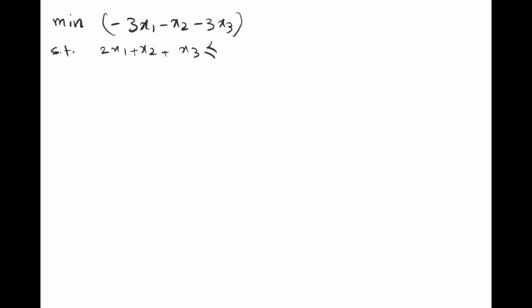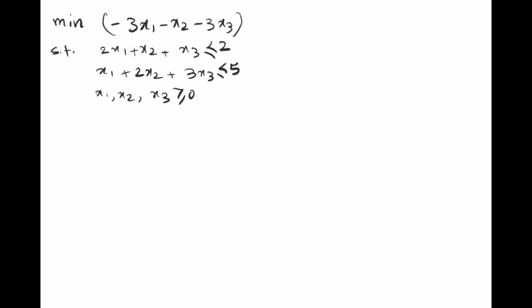All right, so the question is minimizing -3x1 - x2 - 3x3 subject to 2x1 + x2 + x3 less than or equal to 2, x1 + 2x2 + 3x3 less than or equal to 5, and x1, x2, and x3 are all positive.